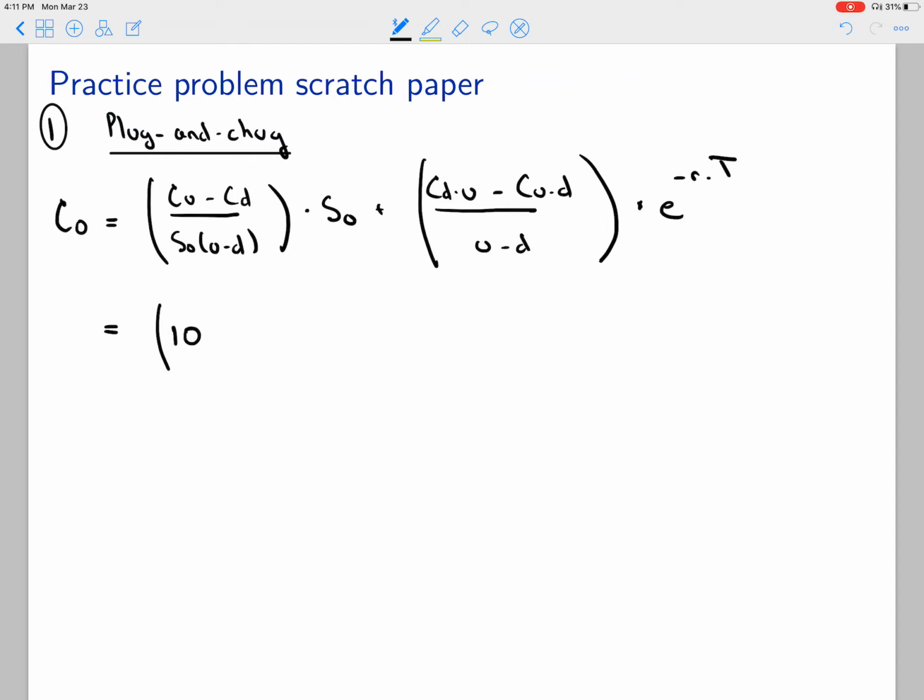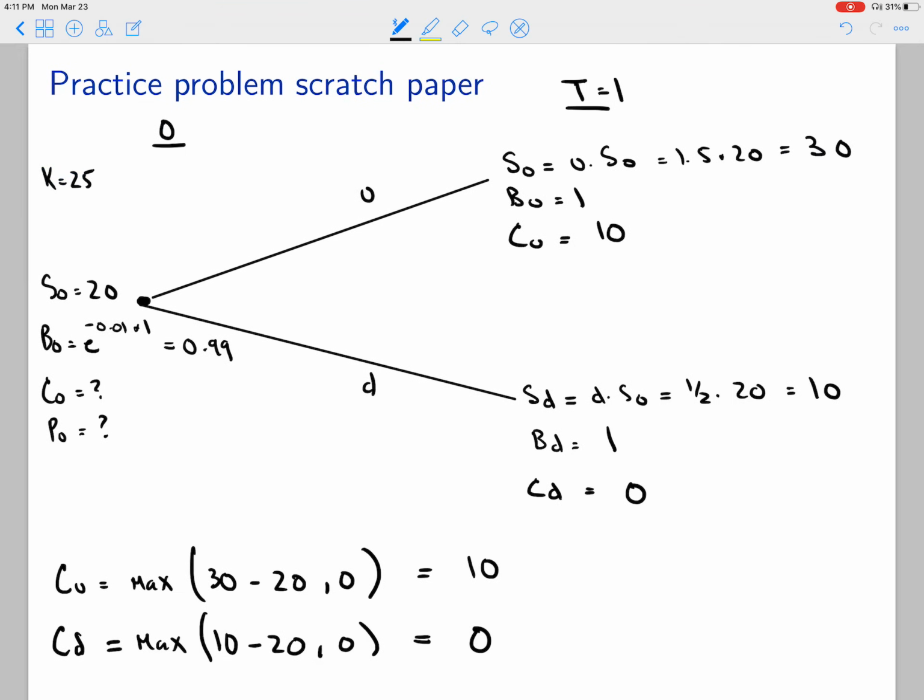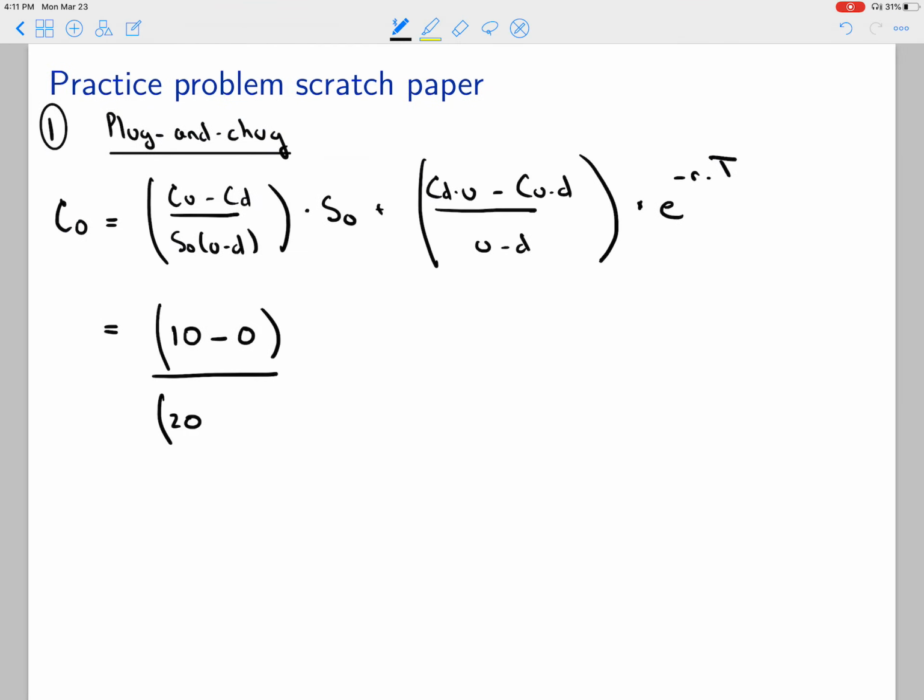Okay, and then we're going to subtract the call option's payoff in the down state, which is 0. Then we're going to divide this by S sub 0, which is going to be equal to 20, I believe, times U minus D. So 3/2 minus 1/2, okay?